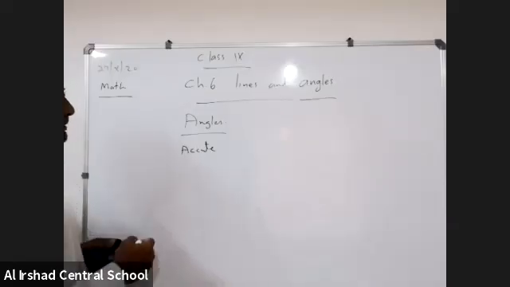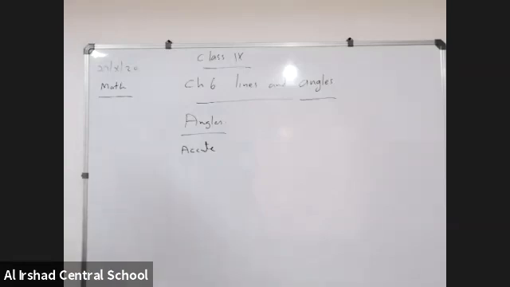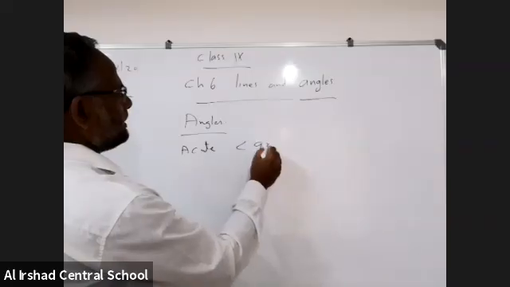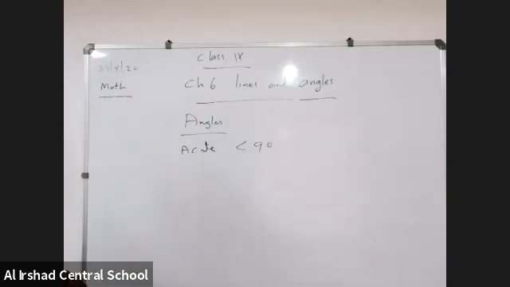Acute angle. Less than 90 degree. Acute angle means less than 90 degree, that means between 0 and 90 degree. Zero angle is there. That means no angle, that is 0 point. Both the lines are parallel. That means not coincidence. Zero angle.